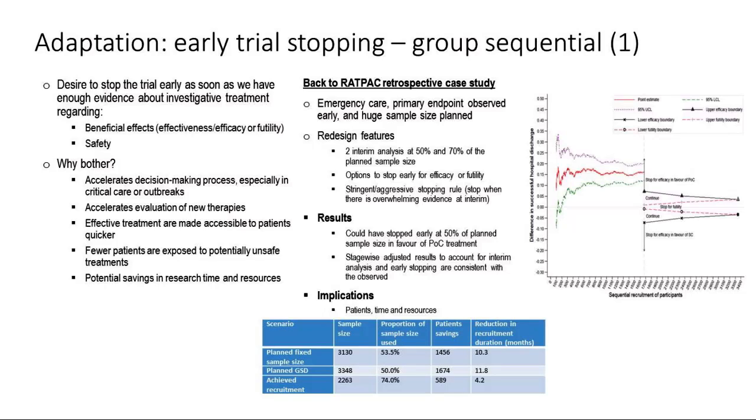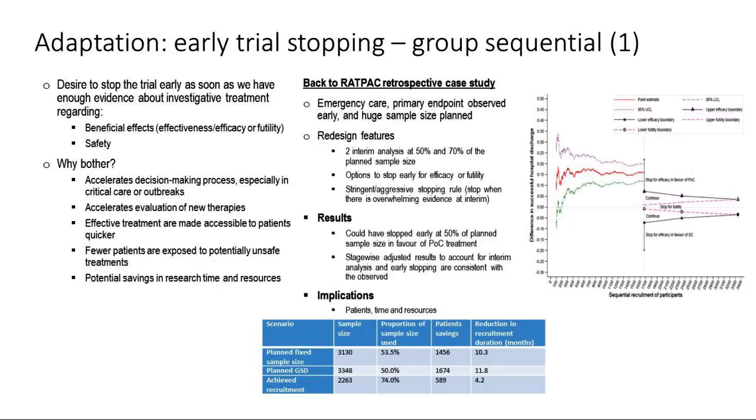In this case, the red line is the observed treatment effect as we increase the number of patients. The green line is the lower confidence interval of the treatment effect, and the purple is the upper confidence interval. This line is the stopping boundary: if you observe any treatment effect above that, we need to stop in favor of the new treatment, which is point of care. If you observe anything below that, you need to stop in favor of the usual care. If you are in between those 2 purple lines, you stop for futility.